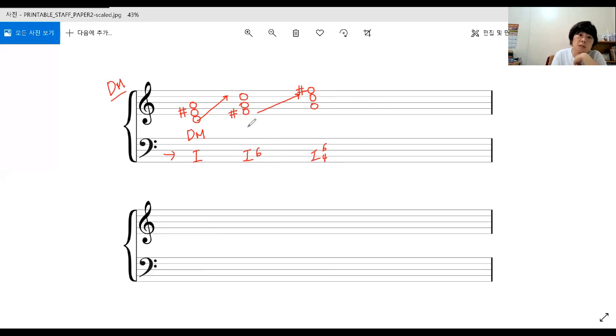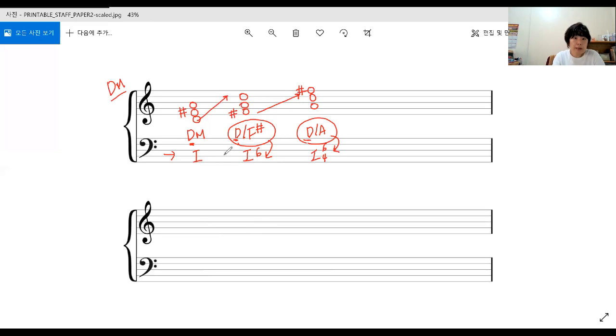When you look at your music book, your worship song book, you probably see this kind of note, I mean, the indicator, a lot. This is another way to explain inversion, okay? So the first one is the main. It's still a D chord, okay?